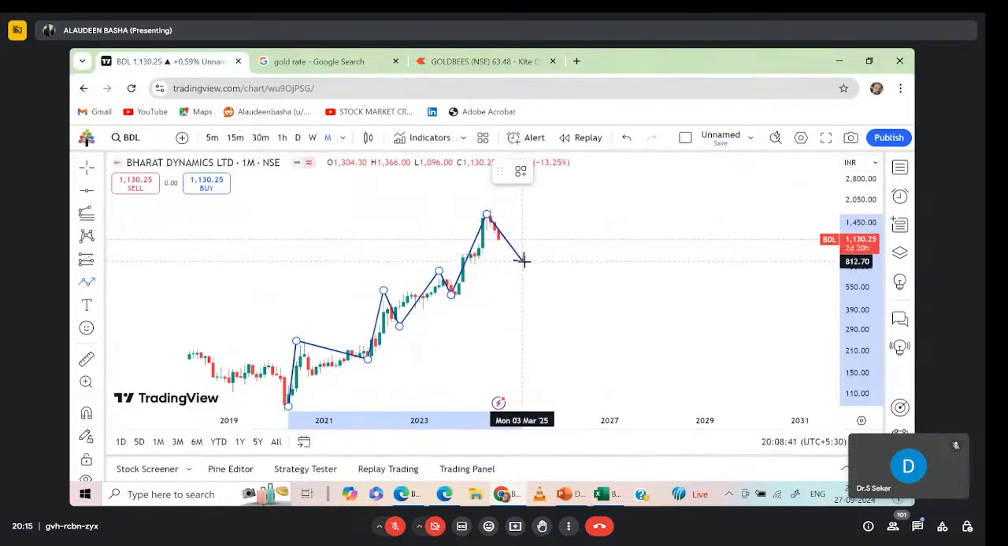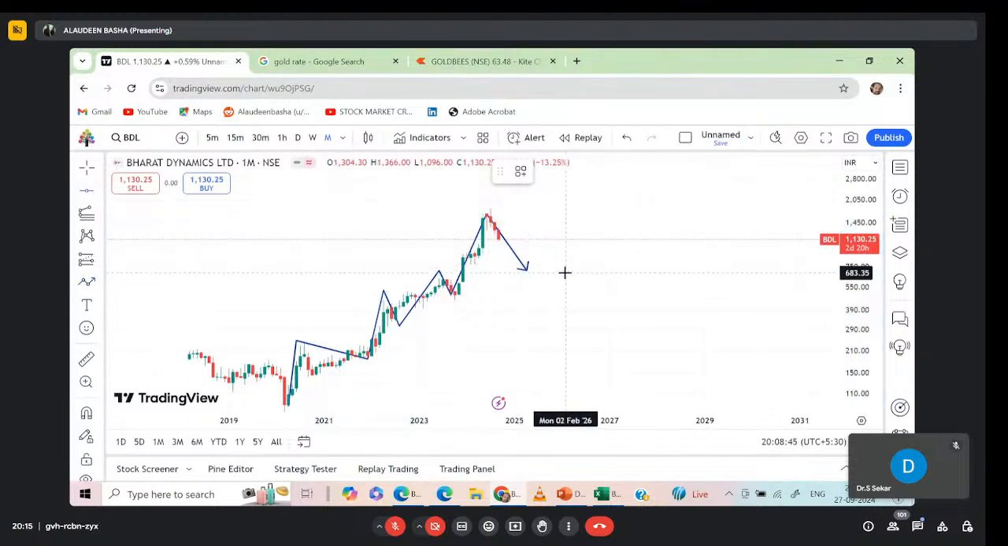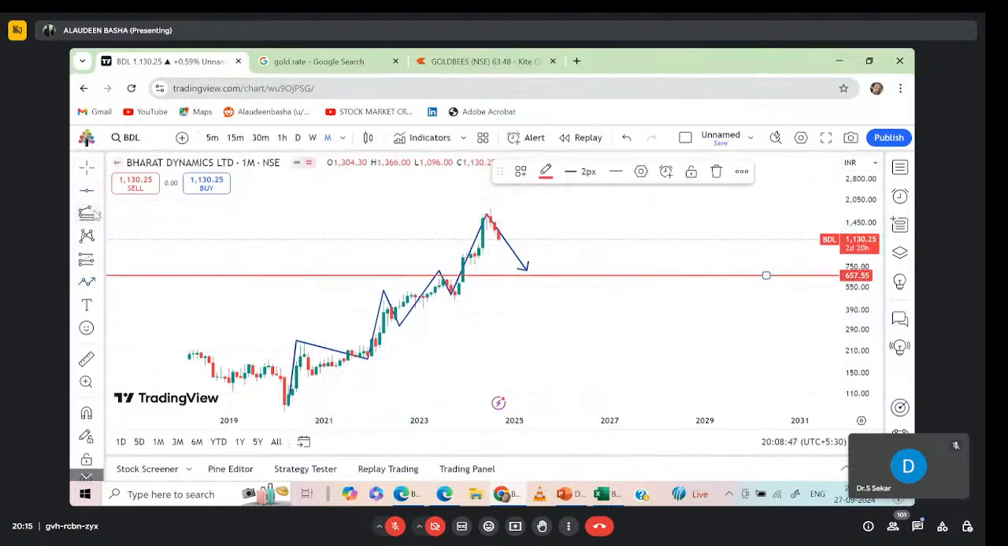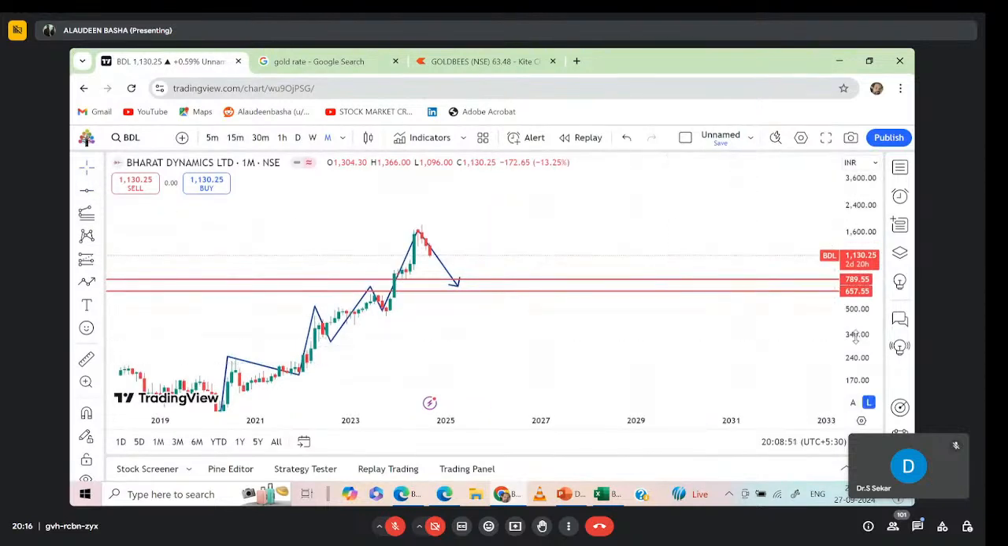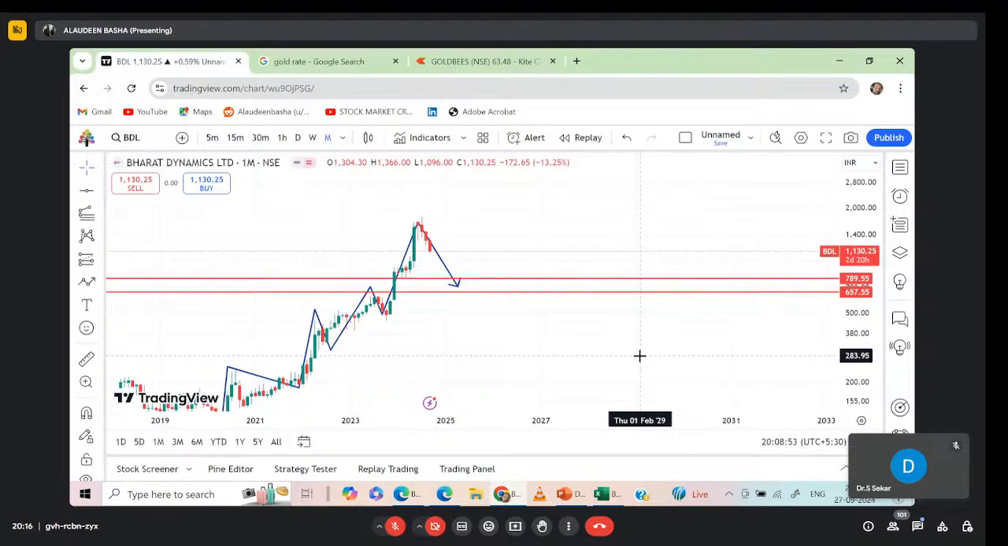we just wait for previous support. That means 650 to 750. It's a great opportunity to buy in BDL, if it will come. Otherwise just skip it. Okay, sir.